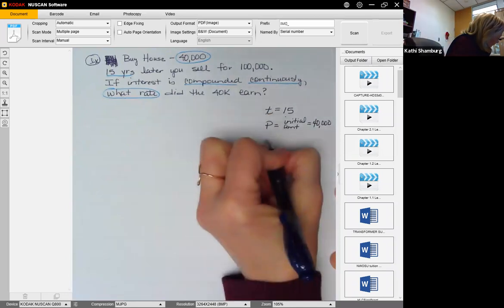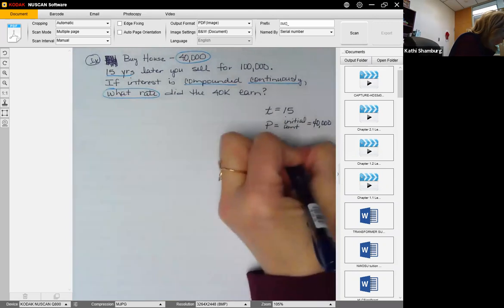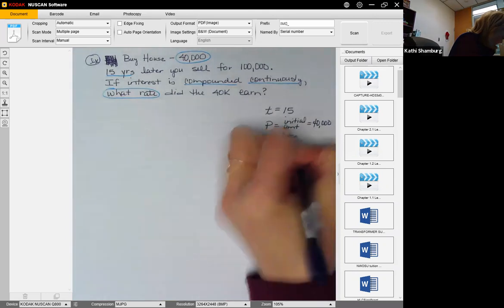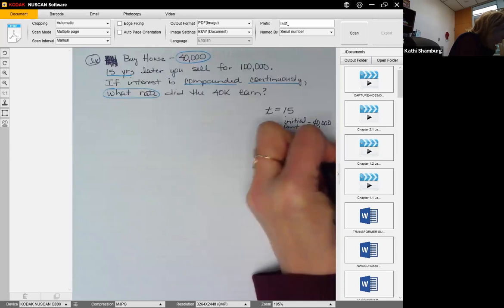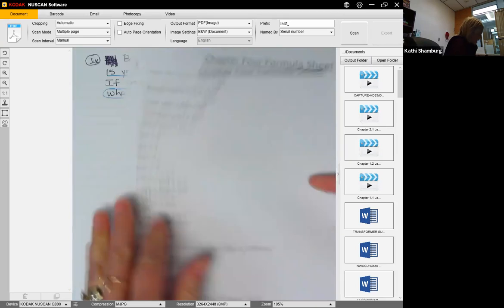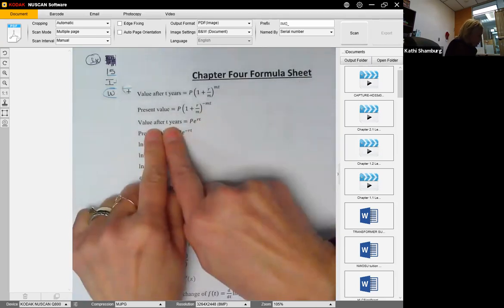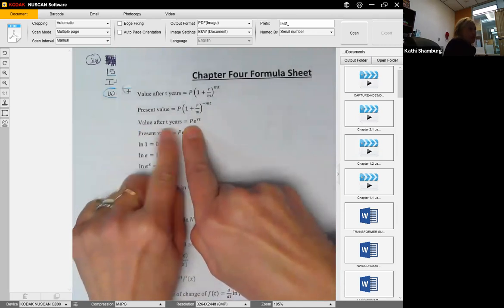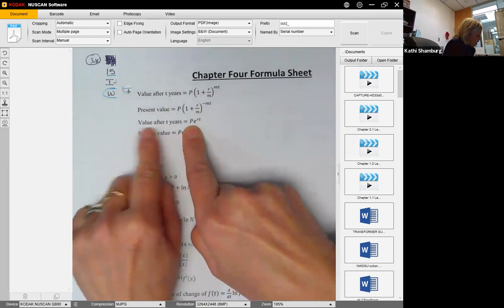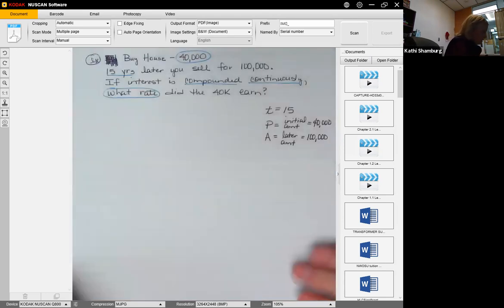So then the later amount, which is your future value, is 100,000. So when I look over here, I know I'm going to be using these two. Later amount would be future value, so value after T years. Ours would say value after 15 years. So here's going to be the 100,000. My initial amount was the P, which is the 40,000.